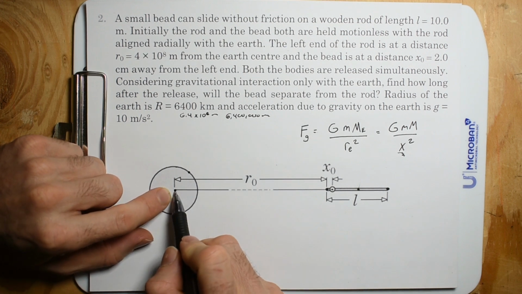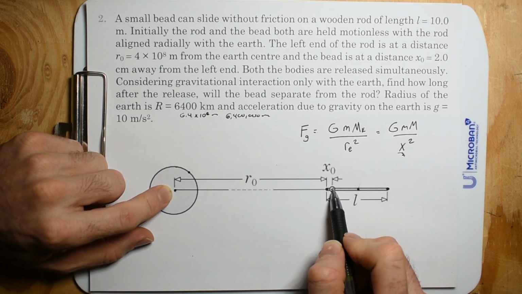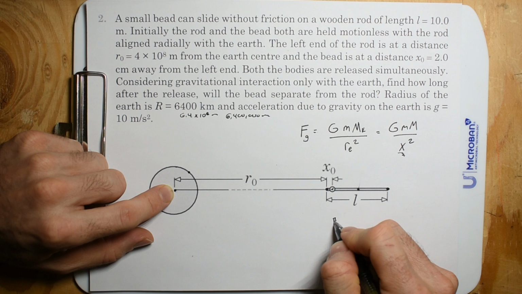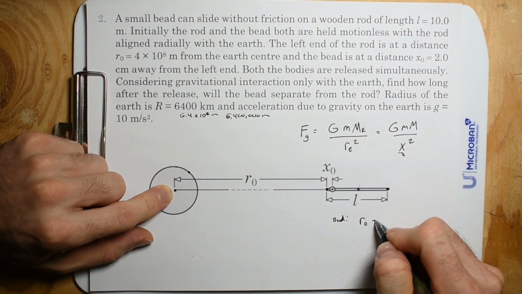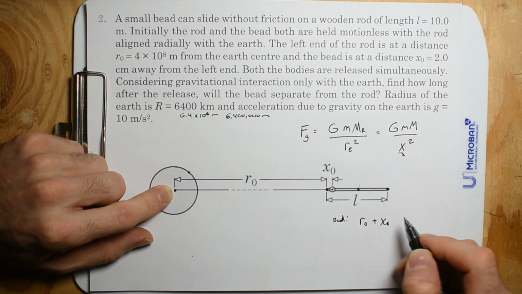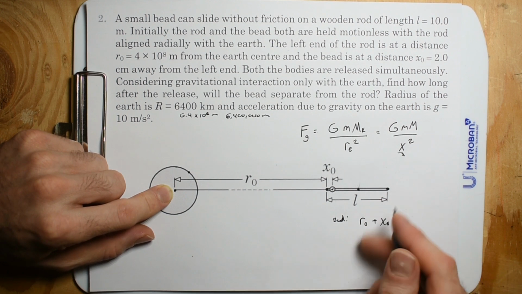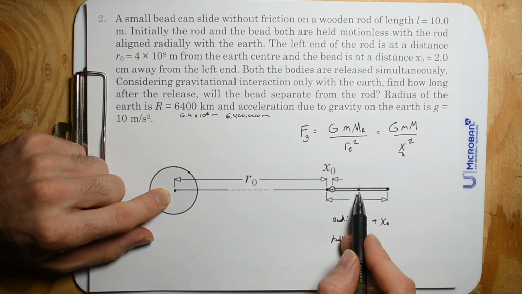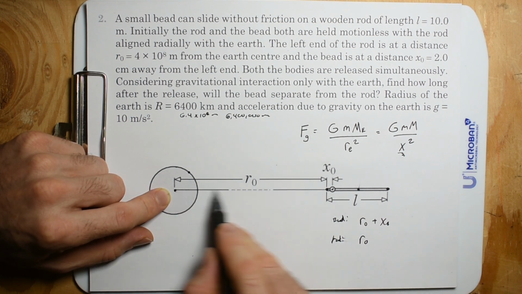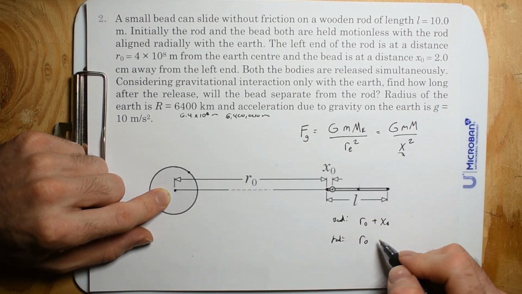Okay, so the distance from the center of this object to the bead, I'm just going to write bead. That's going to be r naught plus x naught. Now, for this problem, let's do the rod, but I'm going to switch it up just a little bit. So to the center of the rod is going to be r naught. That gets us to here. And then we've got to go halfway, so plus L divided by 2.